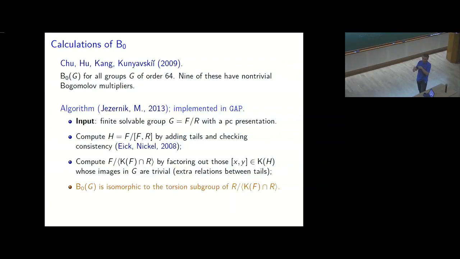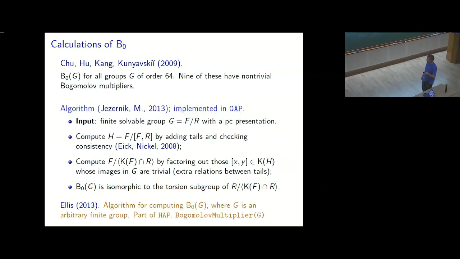Now you can compute B naught of G for fairly large P groups, for instance, or other solvable groups. I should probably mention that Graham wrote an algorithm for computing B naught of G for every finite group G, and this is already now a part of HAP. So now we just install GAP, load package HAP, and then you just use this command. Probably there should be Q equal to G. Yeah, so now you can play with this.